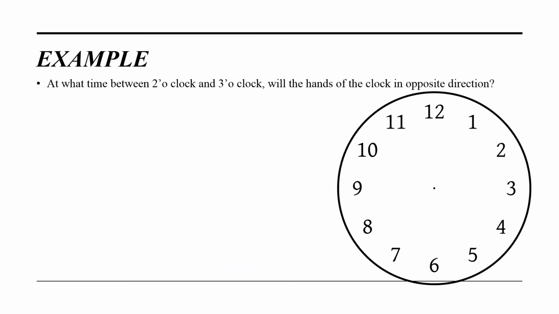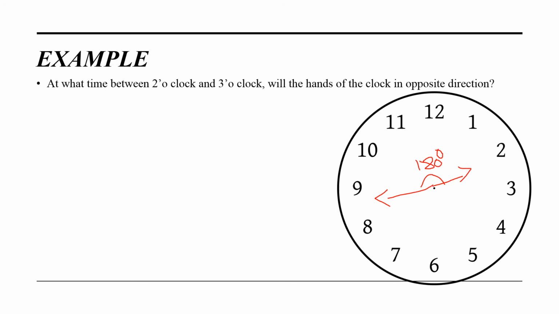Here we have to find at what time between 2 o'clock and 3 o'clock the hands of the clock are in opposite direction. In opposite direction means the angle between hour hand and minute hand is 180 degrees. So for this problem, the minute hand and hour hand will point like this. The hour hand will point between 2 and 3, and the minute hand between 8 and 9. That is, the angle between the minute hand and hour hand is 180 degrees.